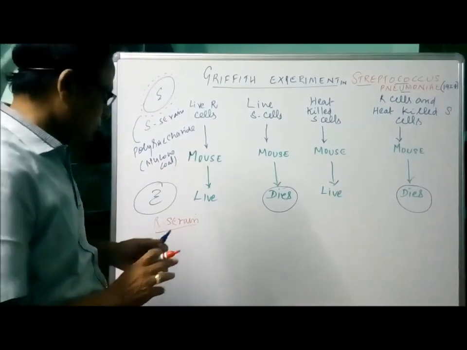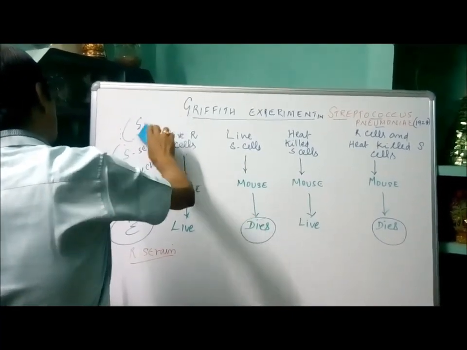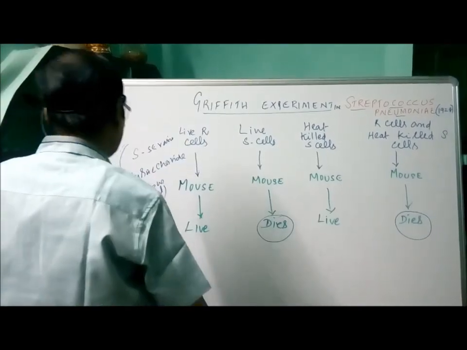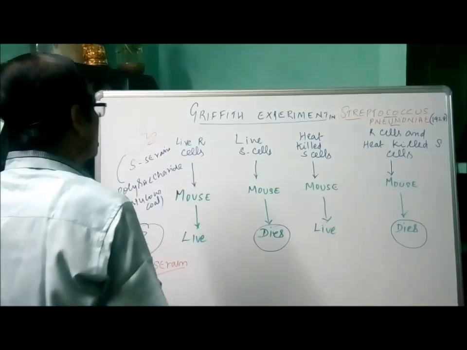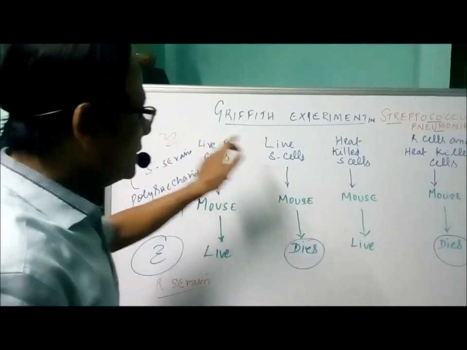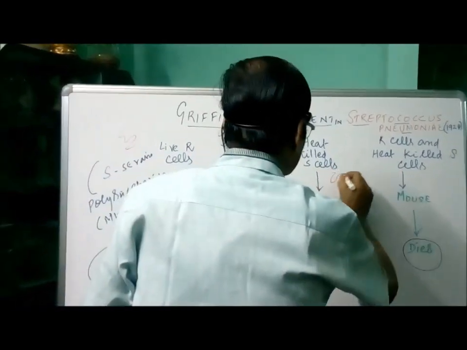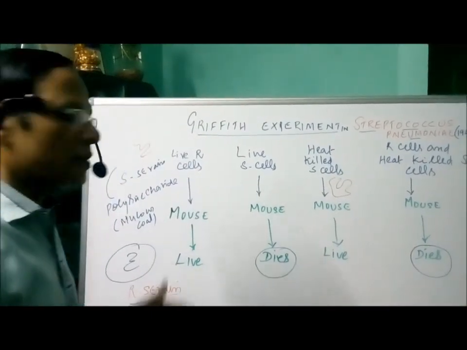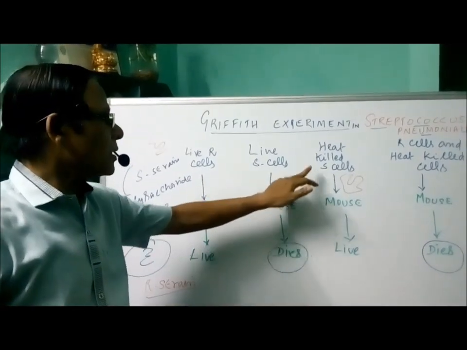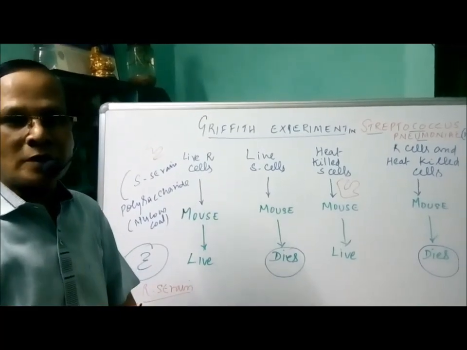When it is heated, what will happen? Now the outer capsule, the cell wall, all disappear. We have only the DNA. A naked DNA is alone present. So this is called cell-free DNA or naked DNA. Here he injected the cell-free DNA, the heat-killed S cells. This is the DNA alone, injected without a protein coat, without a capsule. So the mouse lived because the absence of this mucus coat means it did not cause the death of the organism.